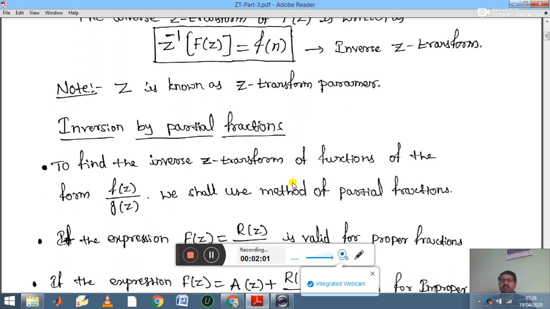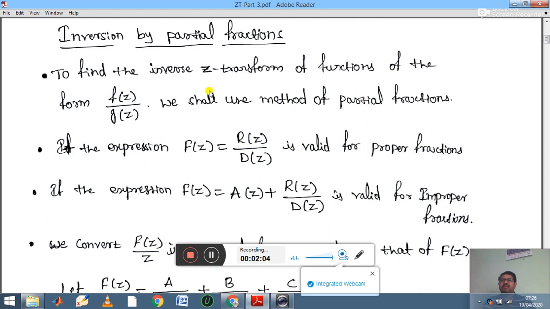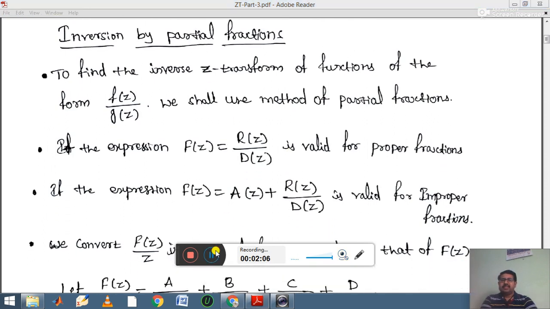Now let us focus on inversion by partial fractions. Now let us see some key points to find inverse Z transform by partial fraction method. Of course, there are several methods to find inverse Z transform. A few methods are partial fraction method, power series method, residue method, and by using convolution theorem also we can find the inverse of Z transform. But in this video I am going to discuss inversion, that is inverse Z transform, by partial fraction. So let us see a few points before going to the problems.